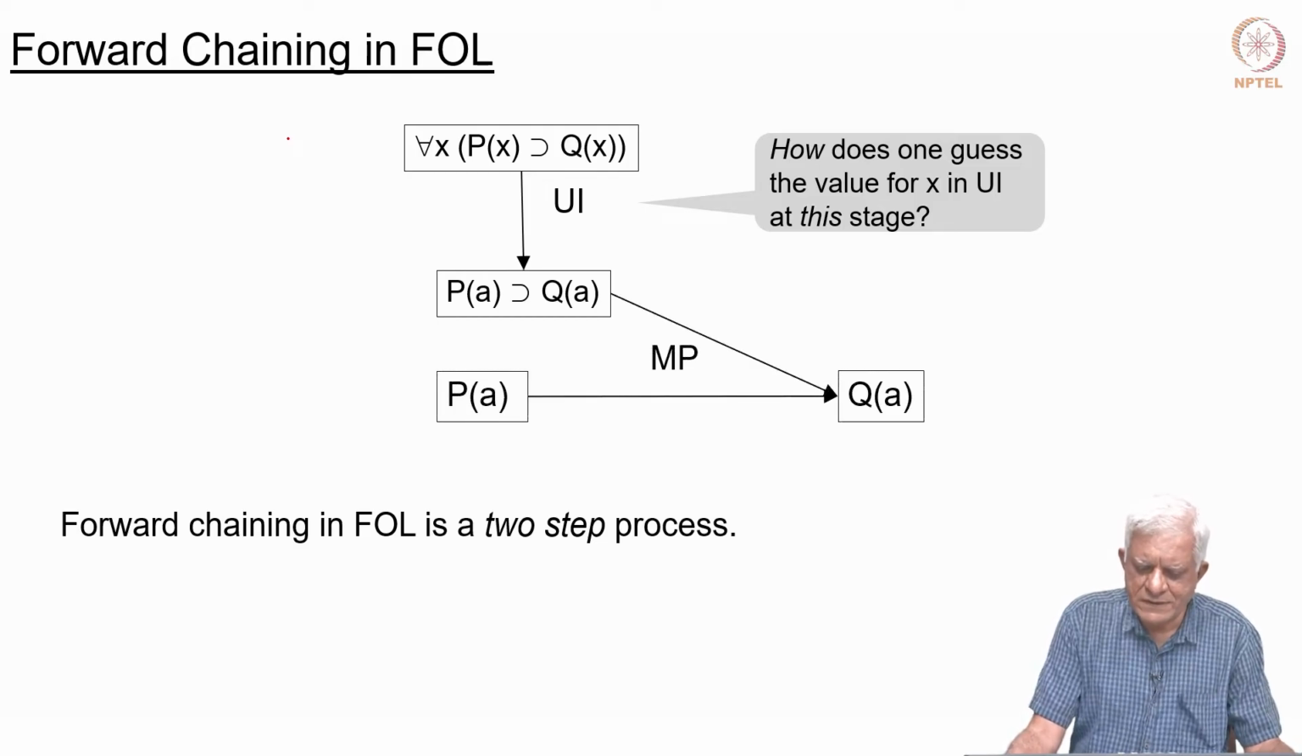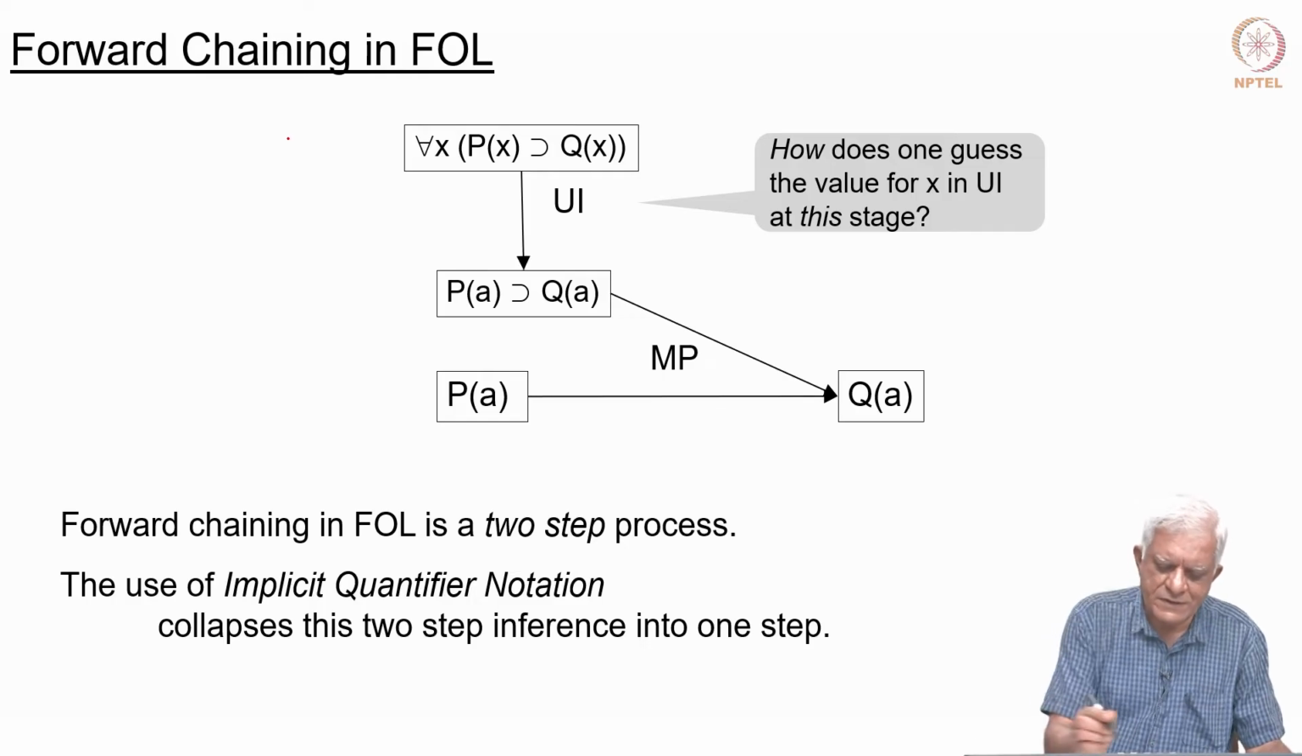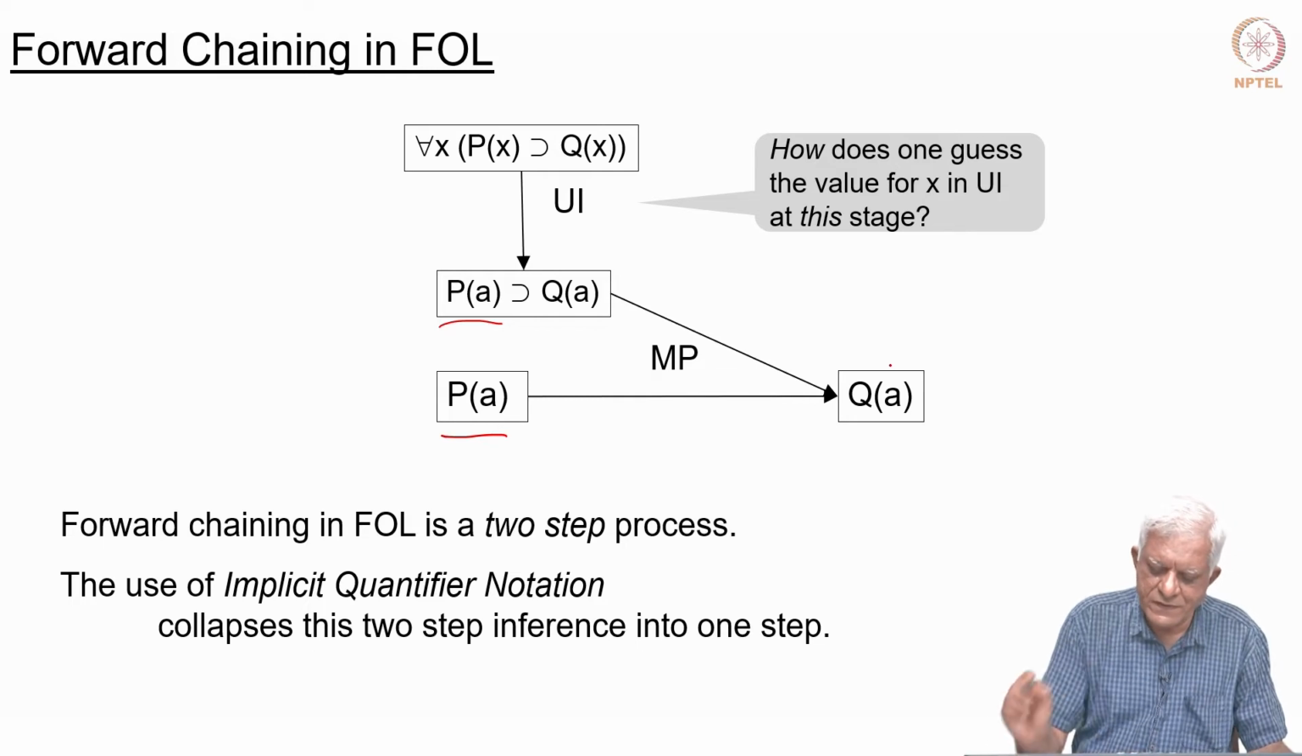So, once we have got the instance of the rule, that is P(a) implies Q(a), then we can apply modus ponens, because now the matching is perfect. We say P(a) here and we can infer Q(a) essentially.